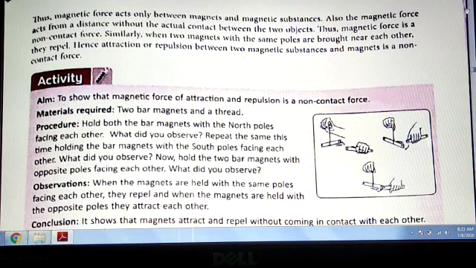Non-contact force means which can act from a distance. Now when two magnets with the same poles, that is south pole and south pole, they will repel, they will move away from each other. But if two magnets with different, unlike poles, that is south pole and north pole, then they will attract. So attraction or repulsion between magnets and magnetic substances is an example of a non-contact force.